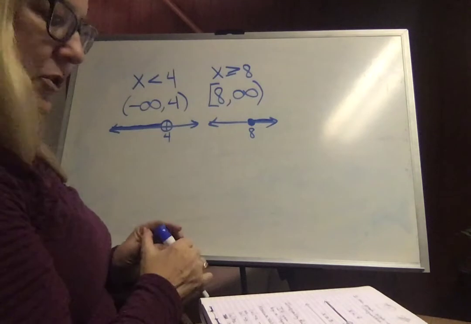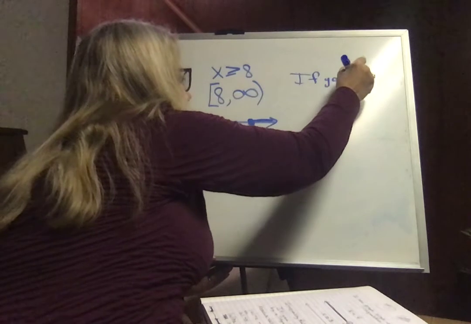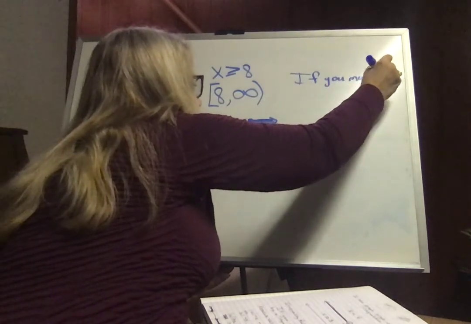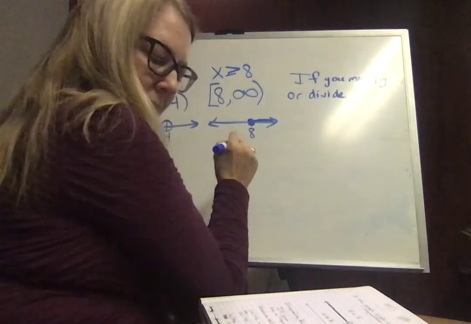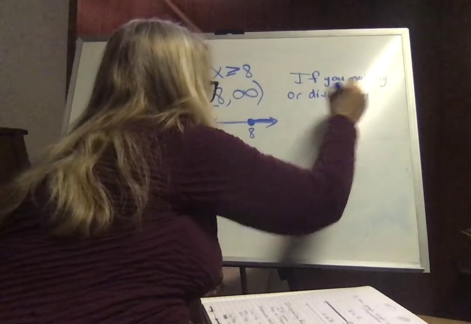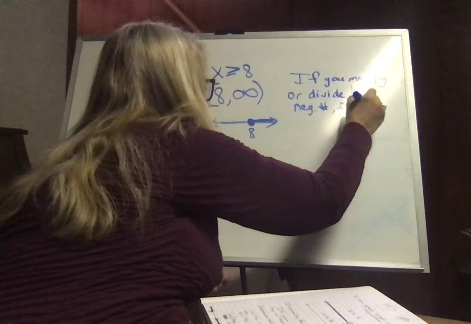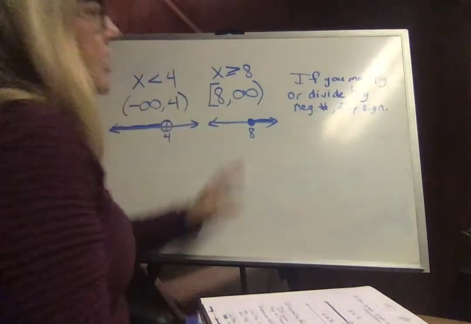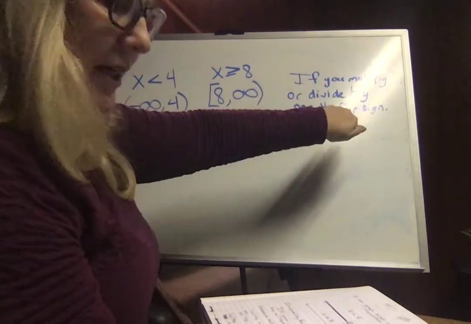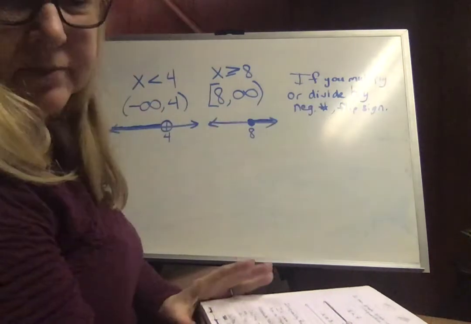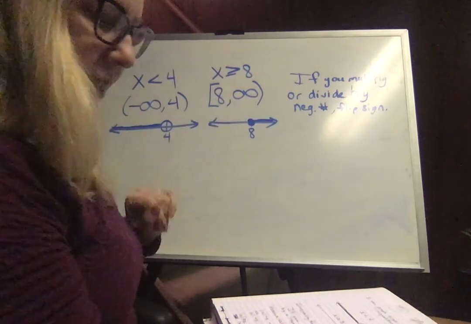Okay, inequality rules. If you multiply or divide by a negative number, flip the sign. Otherwise, you solve them just like any equality. But if you multiply or divide, then a less than becomes a greater than, or a greater than becomes a less than. That's the only difference between equation solutions and inequality solutions.